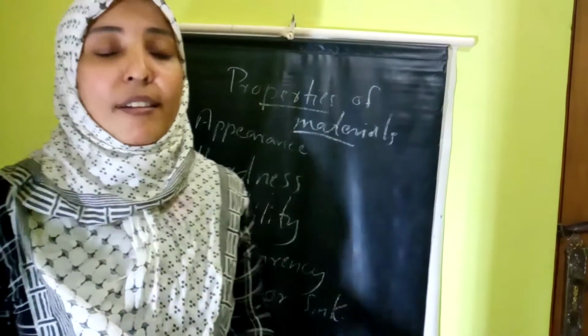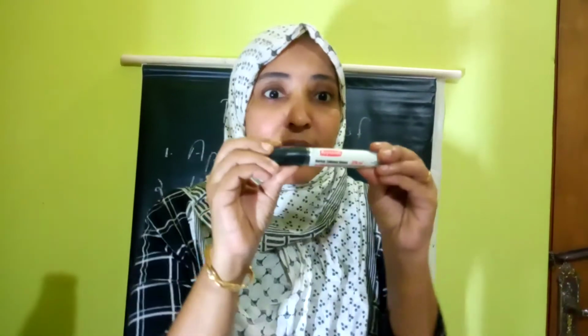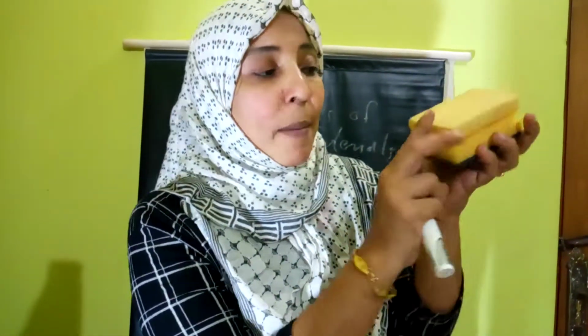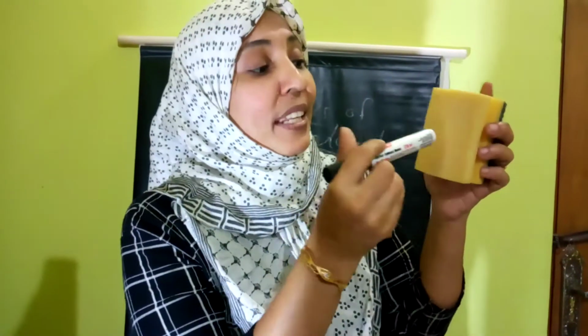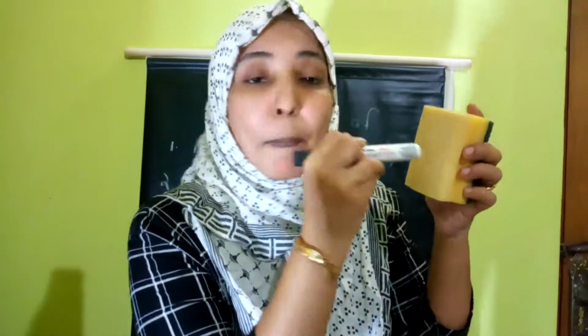The second one is hardness. Some of the materials are so hard and not able to bend. But some others, like this duster, are soft. They are able to bend, and we can also compress them easily. These materials are easy to stretch or easy to press.